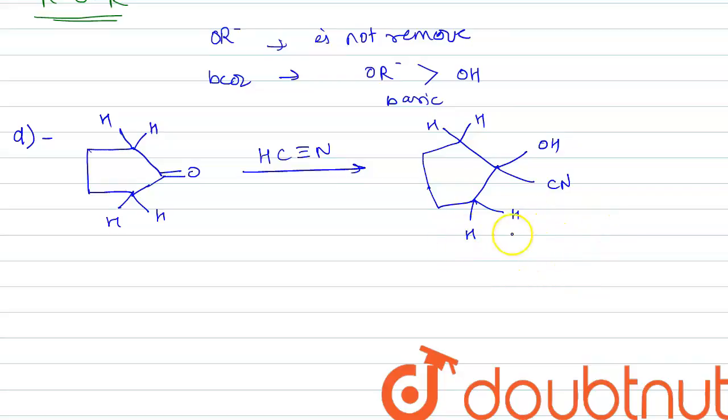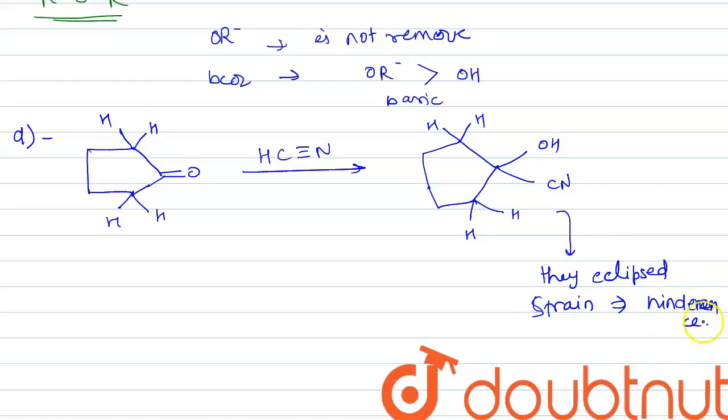Okay, in this case they are eclipsed, that is, back to back. So strain is there, and hindrance occurs, that's why it is not stable.